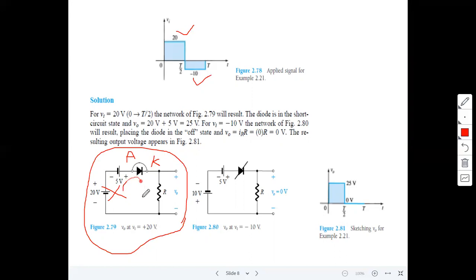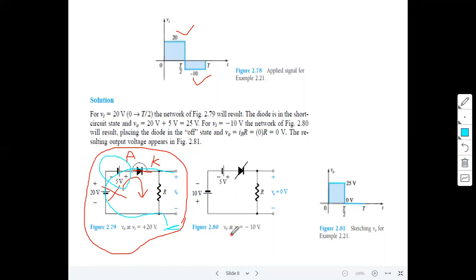Now simply apply KVL to this loop. When the diode is in forward bias, it simply acts as a short circuit. When it acts as a short circuit, what is the output voltage? There are two sources, the bias plus 5 volts and the input. Both are added, so the resultant voltage is 25 volts. That is the first case, 0 to T by 2. The diode is in forward bias, and the output follows the input, equal to 25 volts.